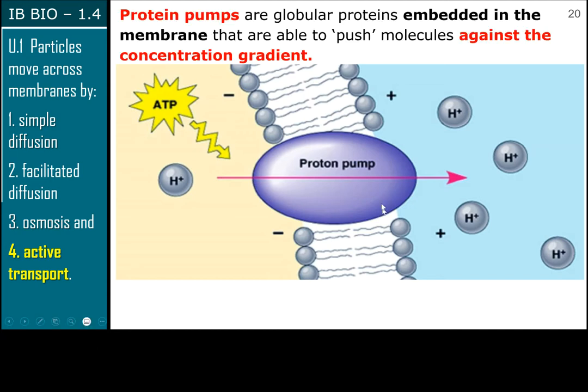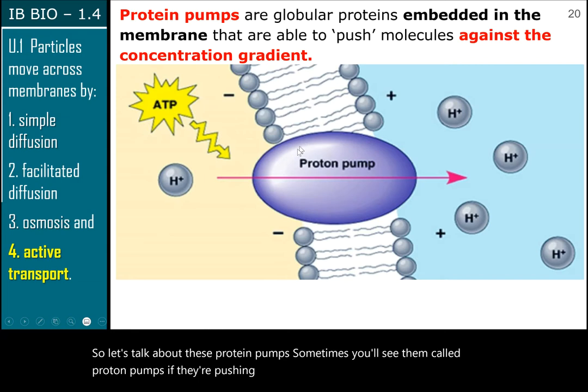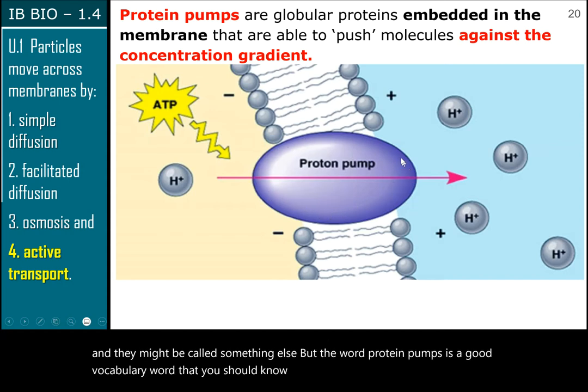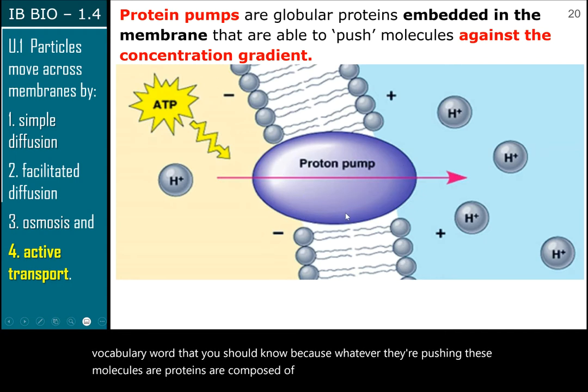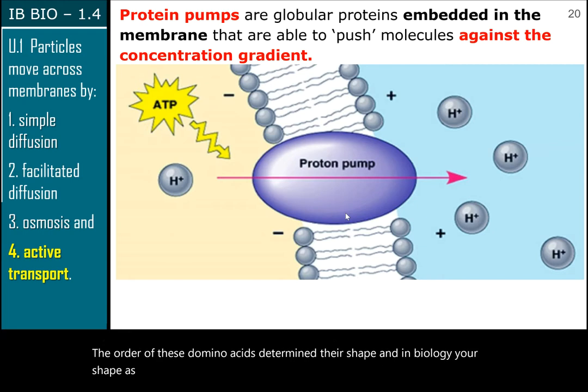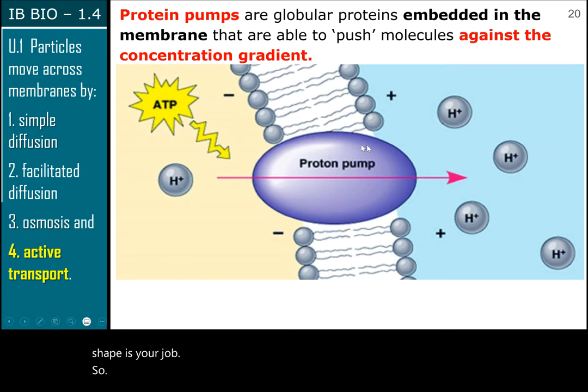So let's talk about these protein pumps. Sometimes you'll see them called proton pumps if they're pushing hydrogen ions. If they're pushing other things, they might be called something else. But the word protein pumps is a good vocabulary word that you should know, because whatever they're pushing, these molecules are protein. They're composed of amino acids, right? The order of these amino acids determines their shape. And in biology, your shape is your job. So these protein pumps are specific to the molecules that they push across the membrane.